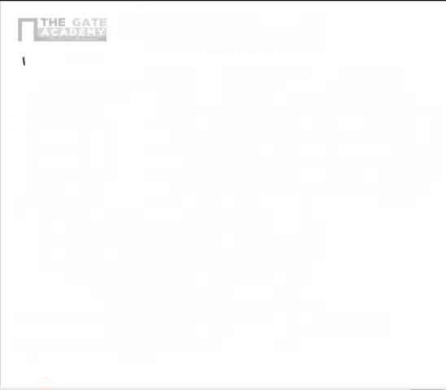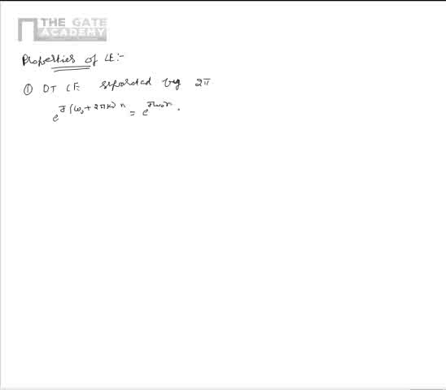Now, let us look into some of the properties of complex exponentials, which would be helpful while looking into the frequency representation of the signals. The first property is that discrete time complex exponentials which are separated by 2 pi or multiples of 2 pi are identical. That is, e^{j(omega naught + 2 pi k)n} is equal to e^{j omega naught n}, where k belongs to Z.